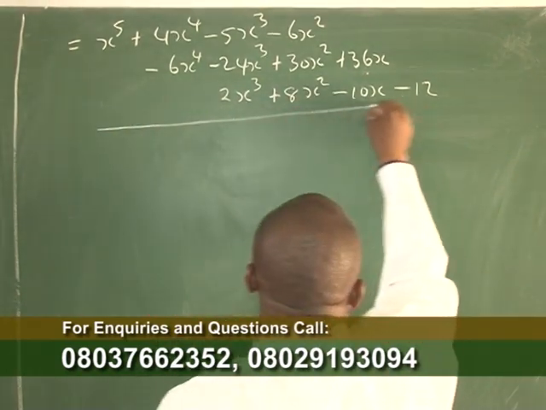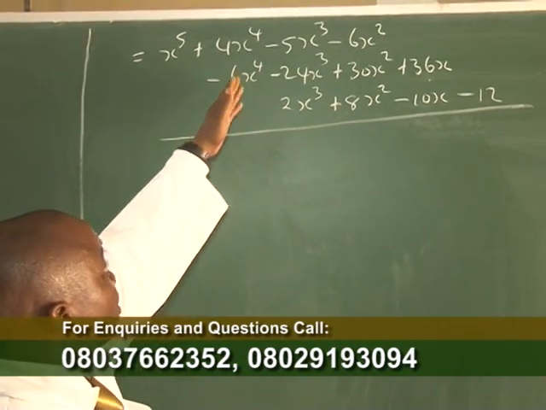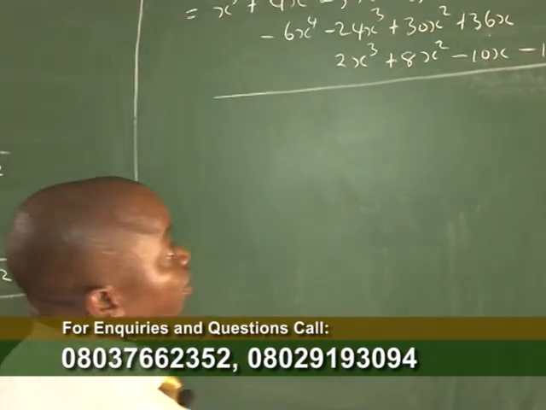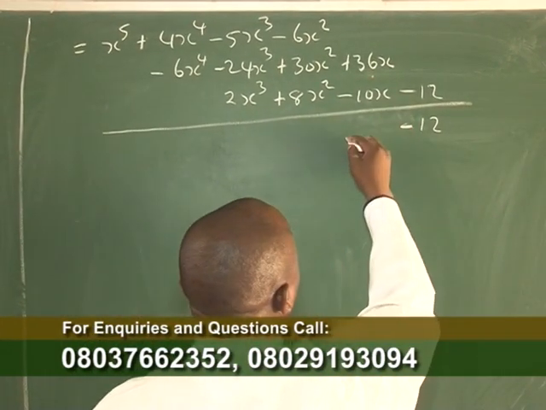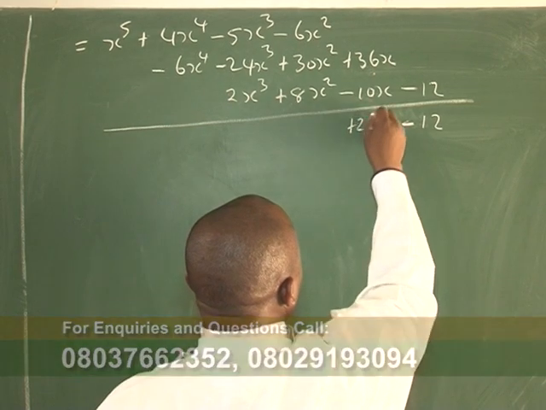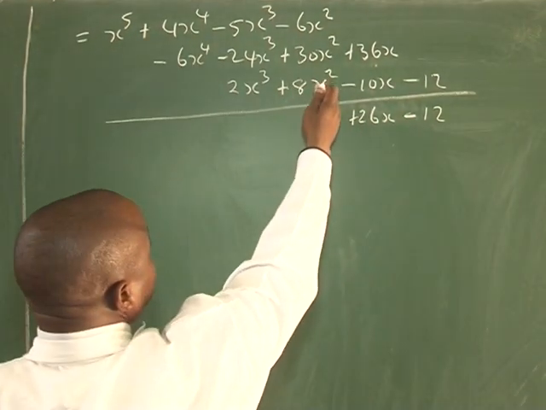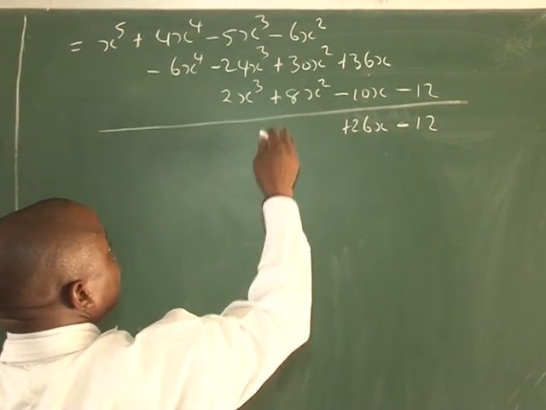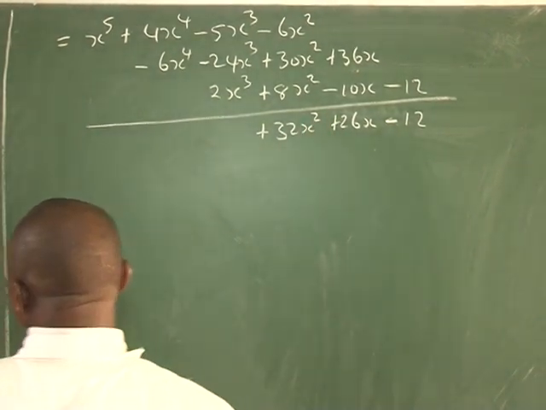Alright. Notice also that the terms are arranged based on power. That is what I arranged so that when I'm adding it, it will be easy. Okay, so we have minus 12. If you add this, you have plus 26x. If you add this, this plus this is 38. 38 minus 6 gives us 32. So we have plus 32x squared.